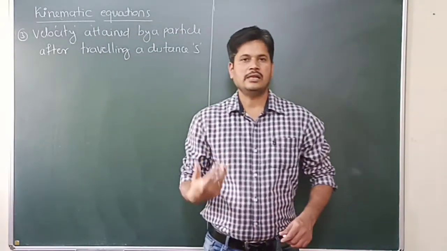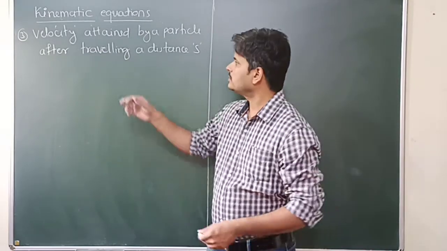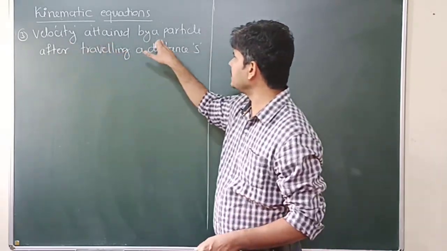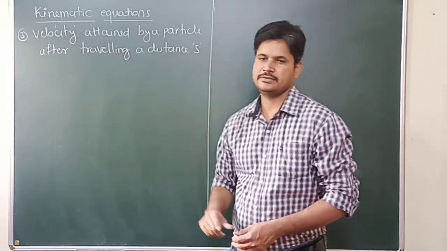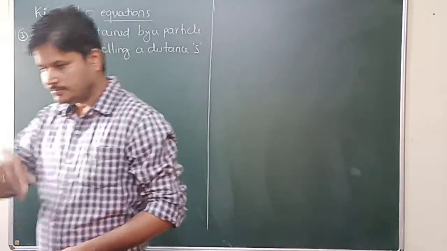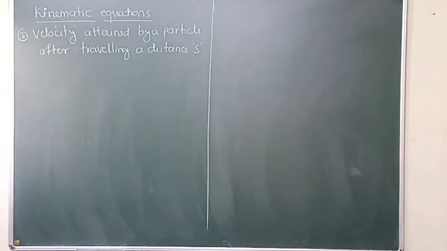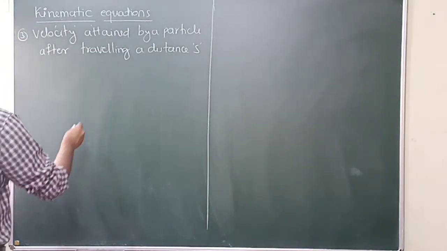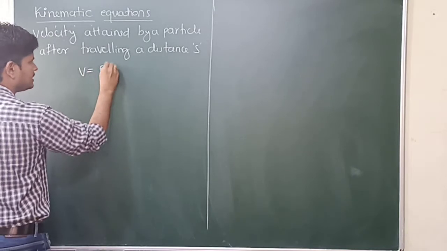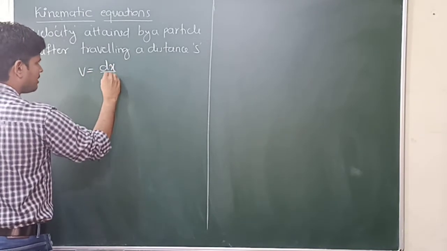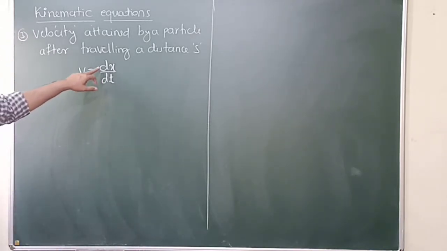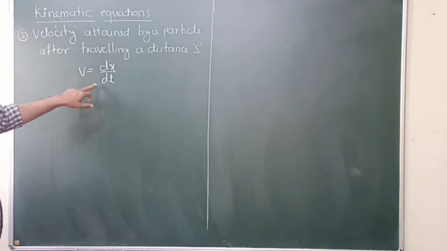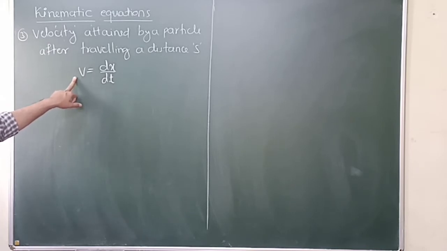Okay, the last derivation, that is velocity attained by the particle after traveling a distance, right? For this we should know the velocity equation. v is equal to dx by dt. We know this. Rate of change of displacement is nothing but velocity, correct?